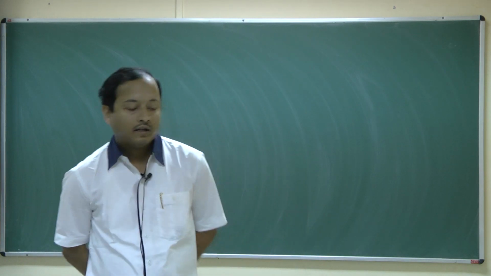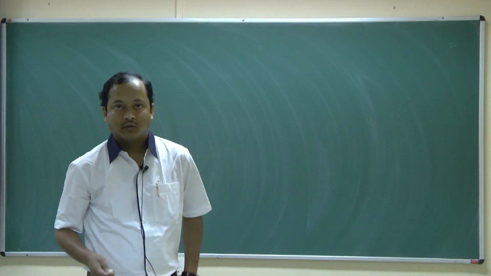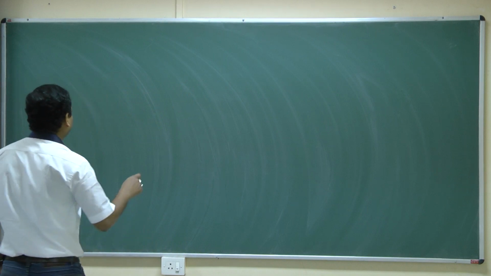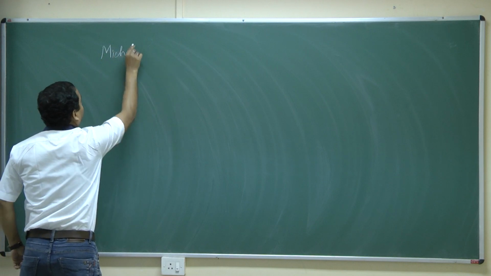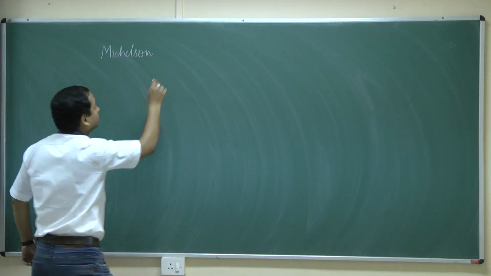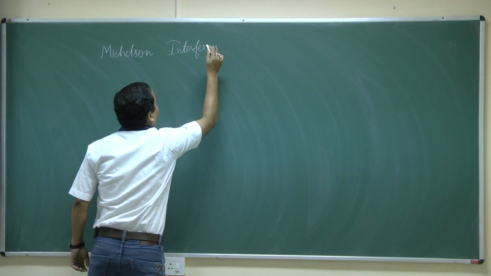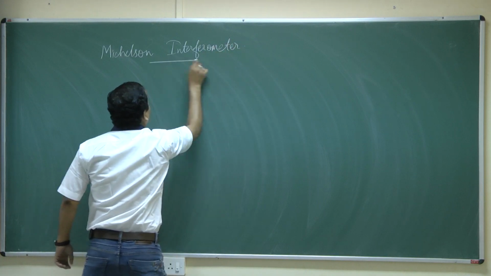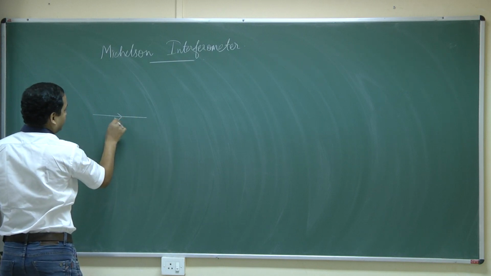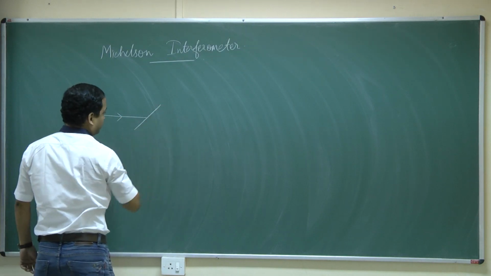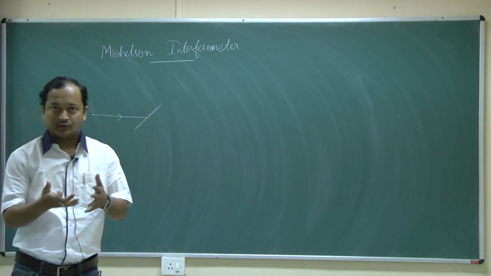But before I do that, let us quickly mention one point which Dr. Dhara was mentioning, and I will continue with that. So, in Michelson's interferometer, basically, as you have seen yesterday, you have a light beam coming from a source, and then you have a beam splitter here. I am not going into the details of the beam splitter because that was already discussed.